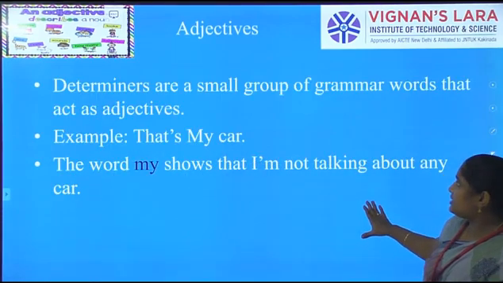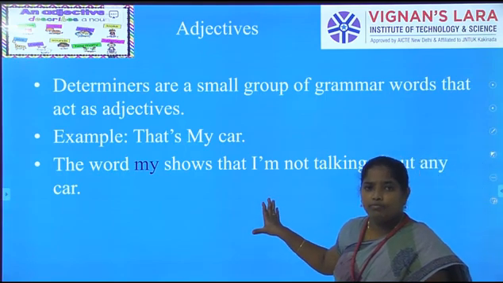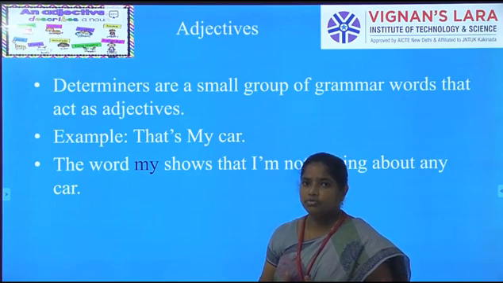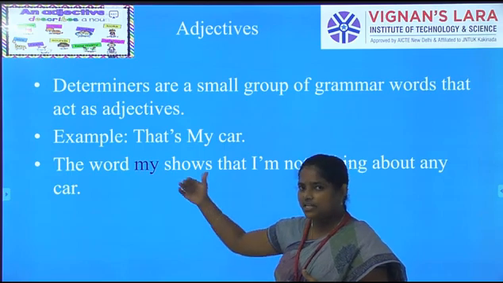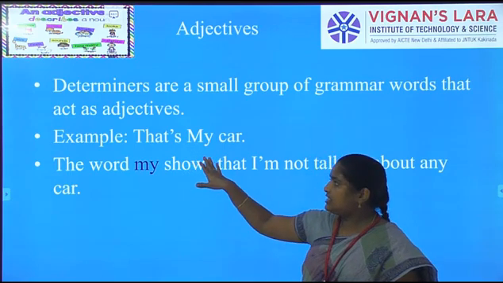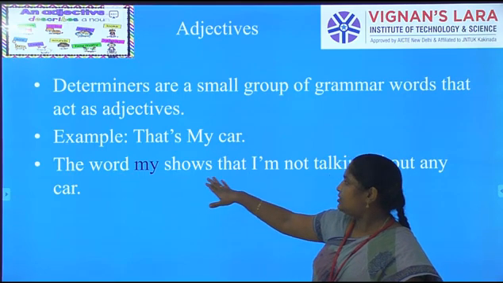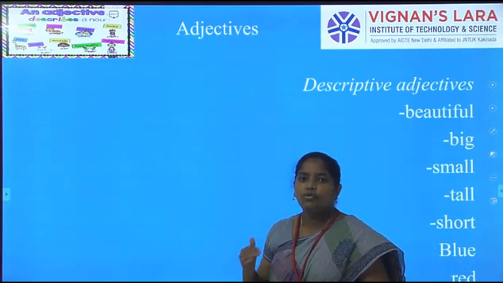Determiners are a small group of grammar words that act as adjectives. For example, that's my car. I'm not talking about any car. I'm talking about my car. This sentence shows a determiner. The word my shows that I'm not talking about any car, I'm talking about my car.